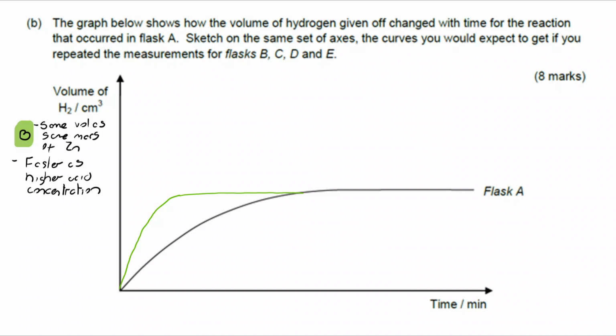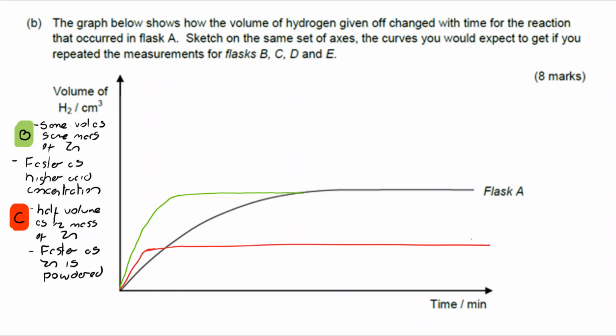If I move on to C, I'm going to make half the volume. I've not done exactly half. You wouldn't need to in an exam unless they actually graphed it, but it is approximately half, and that's because I've got half the mass of zinc. But the zinc here is powdered, which is greater surface area, which means increased initial rate of reaction, so it has to be steeper at the start.